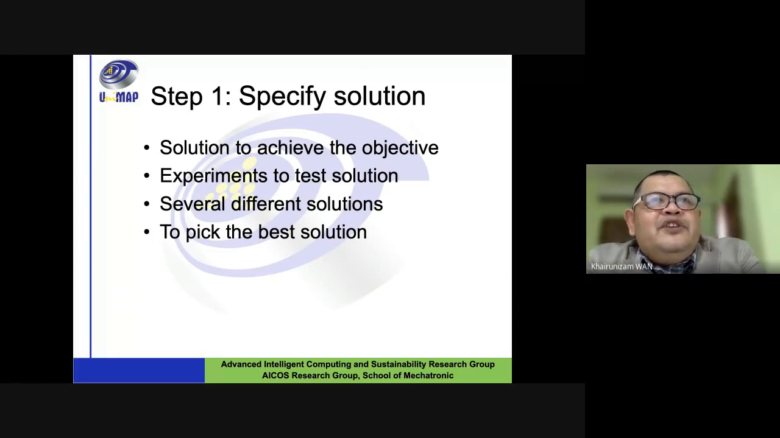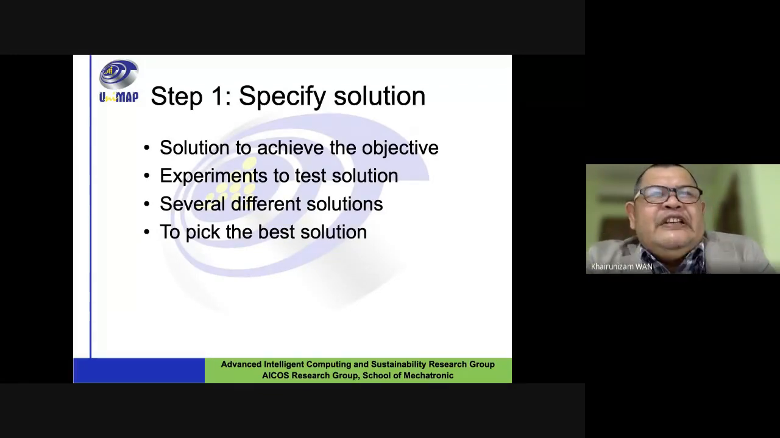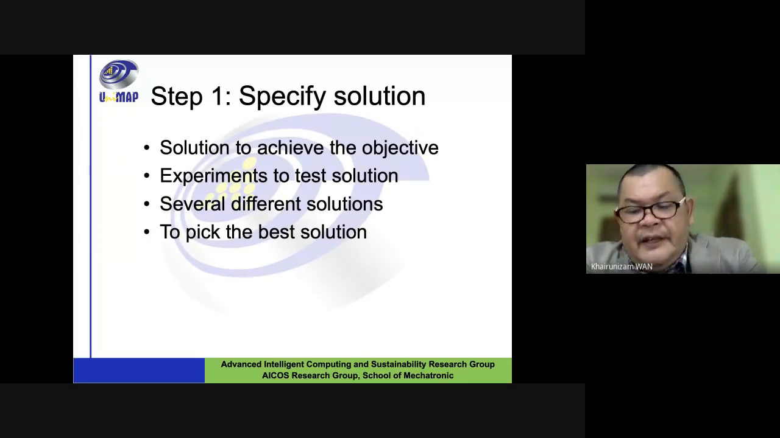And it's not only one solution. We need to have several different solutions, because why? If we have several solutions, we can do a comparison, and we can pick the best solution for the objective. So this is the specified solution. And again, I want to remind you that all this information, solution, experiment, several solutions, could be found from the literature review, from reading previous research articles published by researchers.